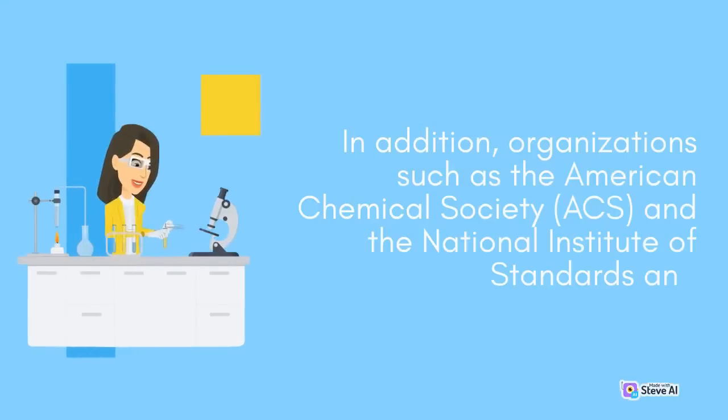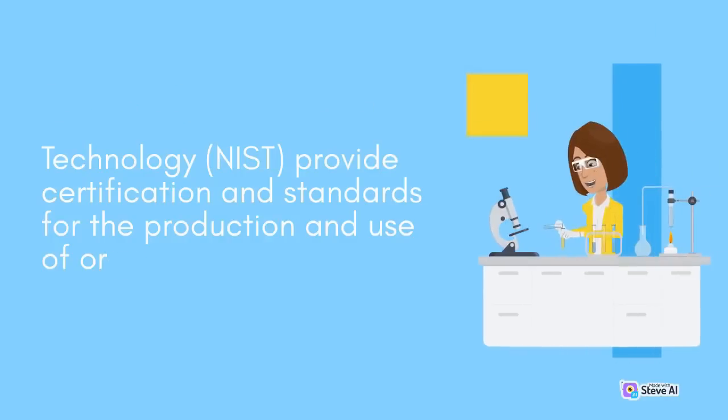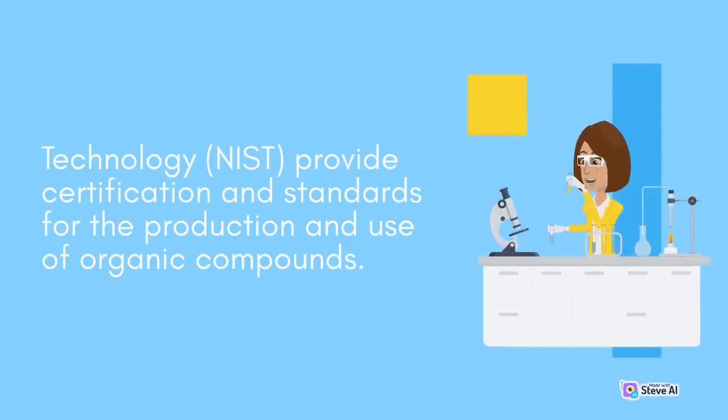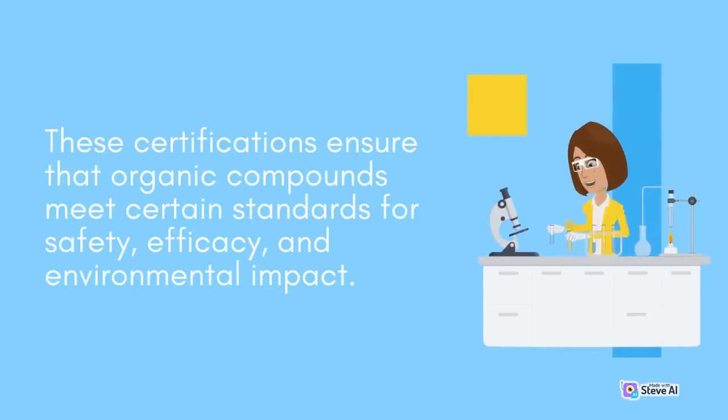In addition, organizations such as the American Chemical Society, (ACS), and the National Institute of Standards and Technology, (NIST), provide certification and standards for the production and use of organic compounds. These certifications ensure that organic compounds meet certain standards for safety, efficacy, and environmental impact.